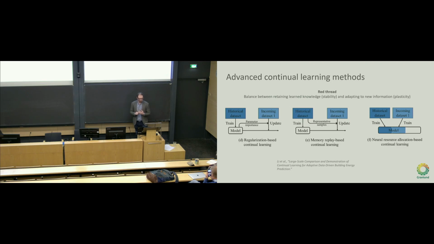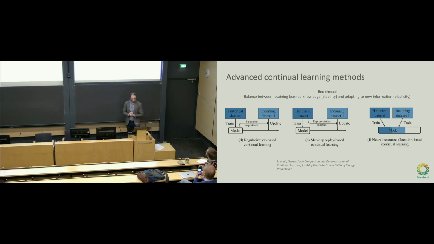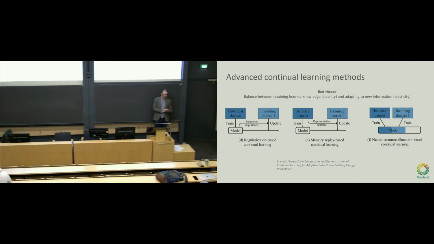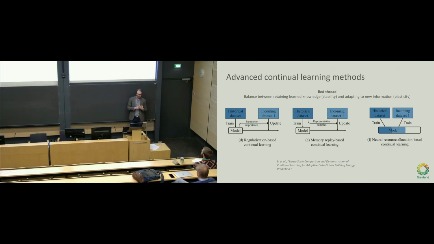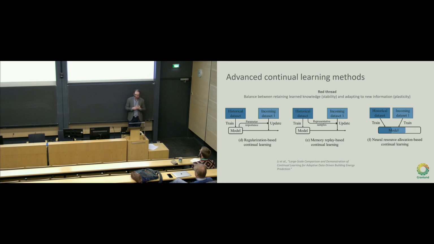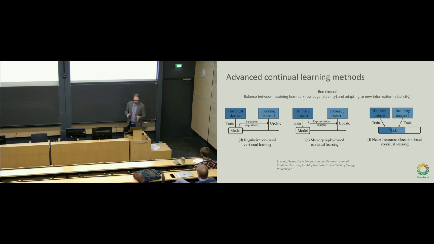So this is from a paper about building energy prediction, and these are 3 methods. This also goes for the previous methods, that it's a balance between stability and plasticity: not forgetting important things from the old knowledge, but adapting to the new information. And there you have 3 basic methods, the first being regularization-based continual methods.